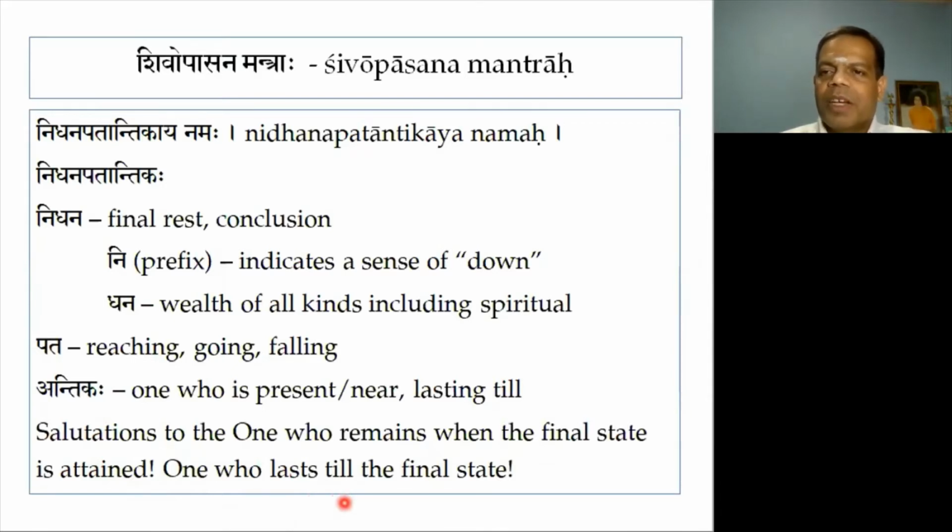Everyone will come. Some people will come till the doorway. Some people come to the cremation ground. But he comes beyond that, along with us, wherever we go. So when everything, the world, comes to a dissolution, Lord Shiva is also there. To that Lord we bow down. So those are the first two mantras.